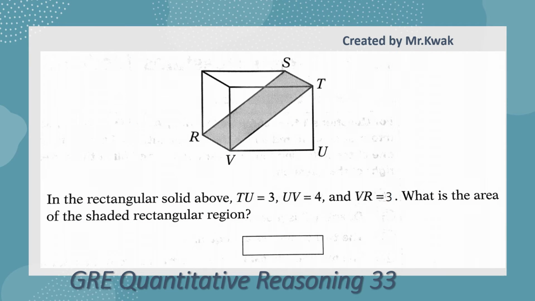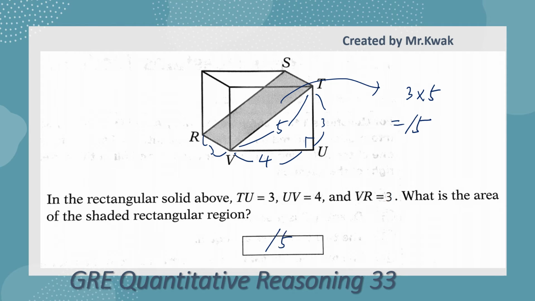So there was a technical, a little bit minor problem. So I'm going to really explain really quickly, guys. Sorry about that. RV is 3, VU is 4, TU was 3. So by using the Pythagorean theory, that was 5. So the shaded area is 3 multiplied by 5 equals 15. So the answer should be 15.